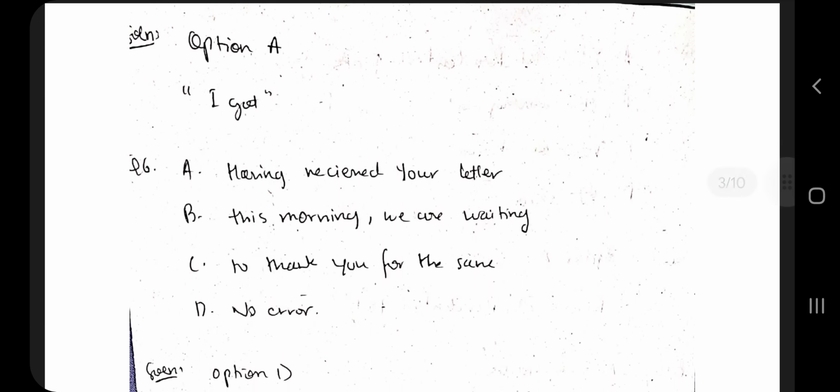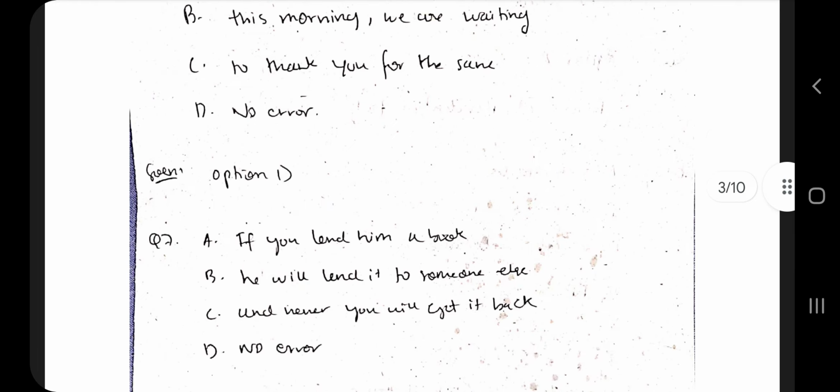Having received your letter this morning, we are waiting to thank you for the same. Here there is no error. This is the correct sentence. Moving on to the next one.